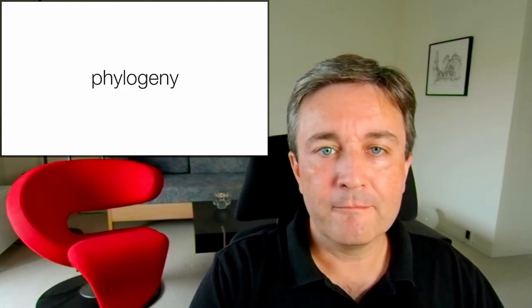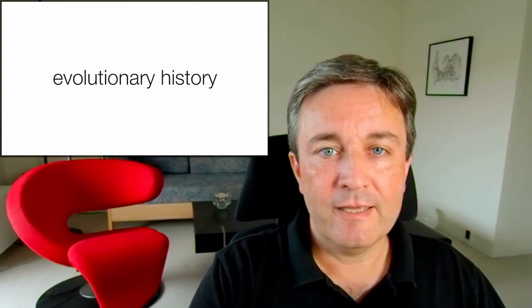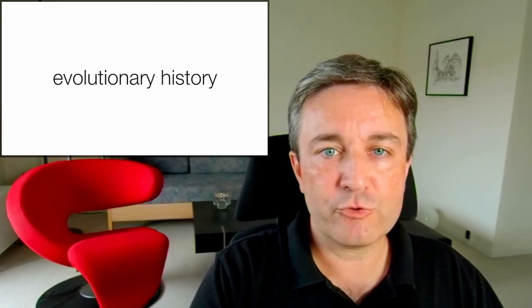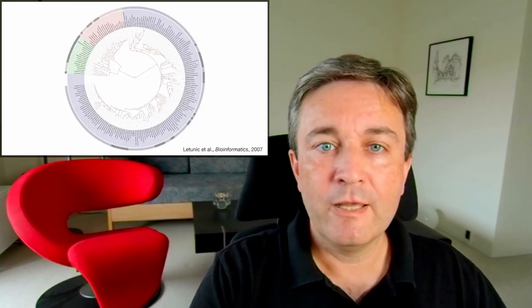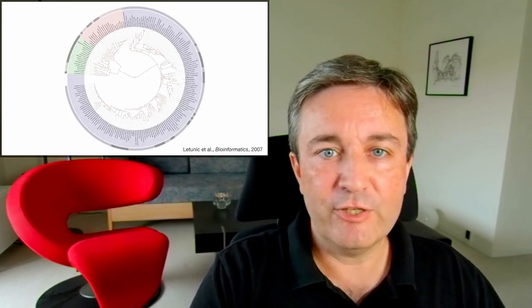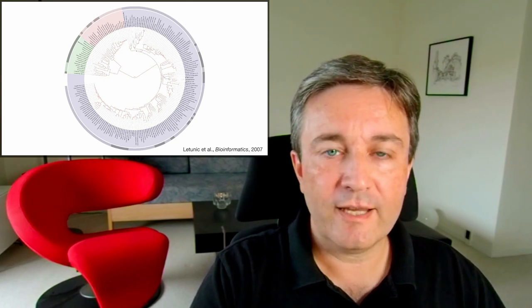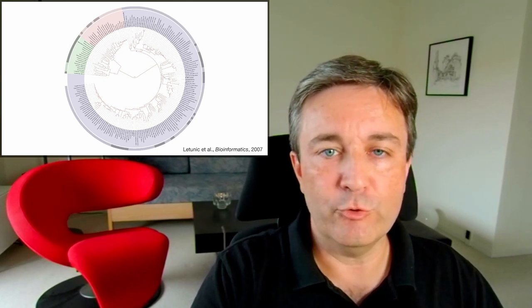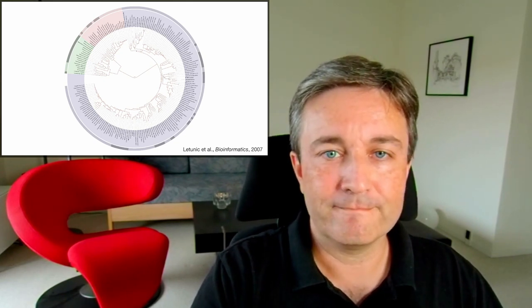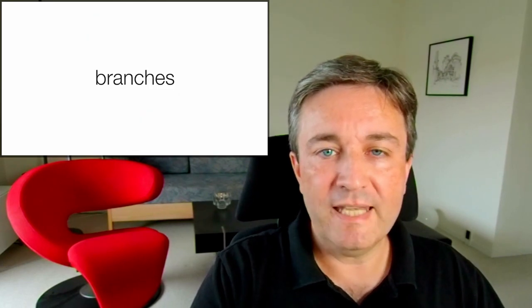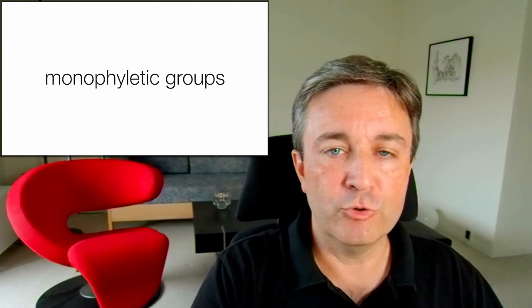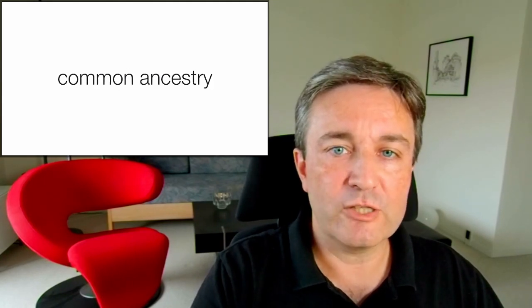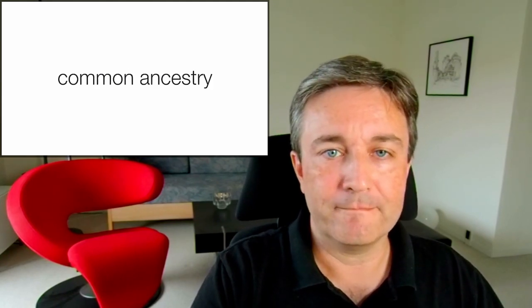In phylogeny, we aim to do much the same by capturing the evolutionary history in the form of a phylogenetic tree, a species tree, which looks like this, having individual species as leaf nodes and a tree representing their evolutionary relationships. The tree has many different branches, and each branch corresponds to a monophyletic group, that is, a group of organisms that have common ancestry.